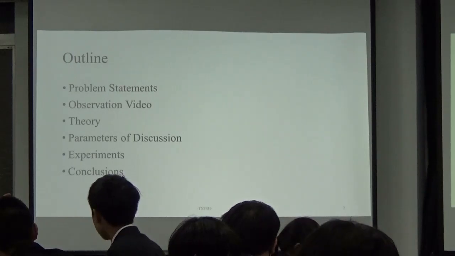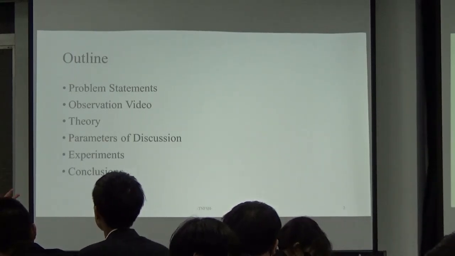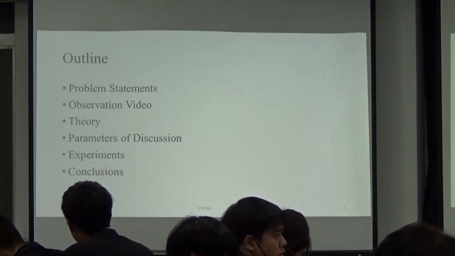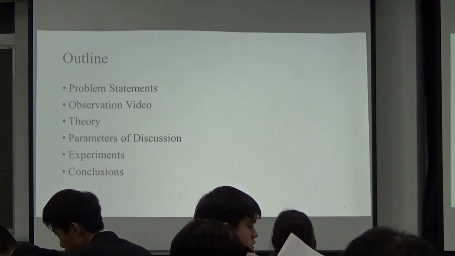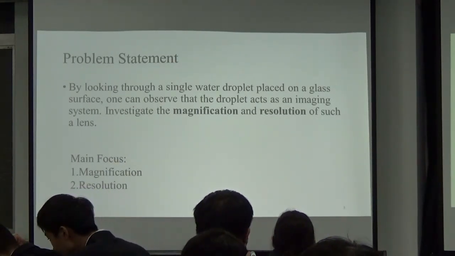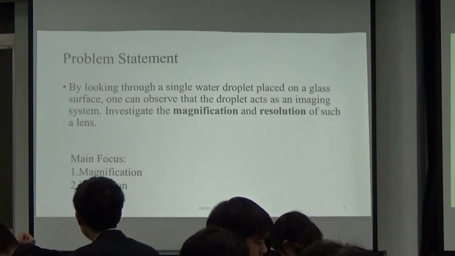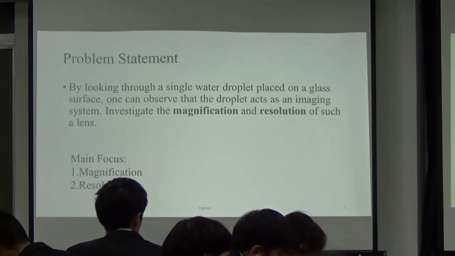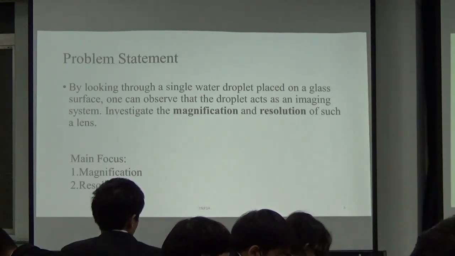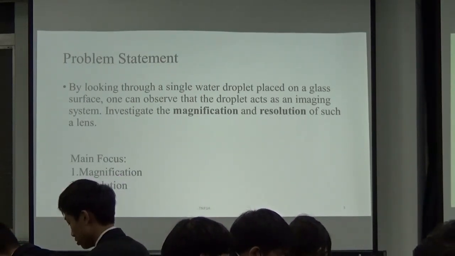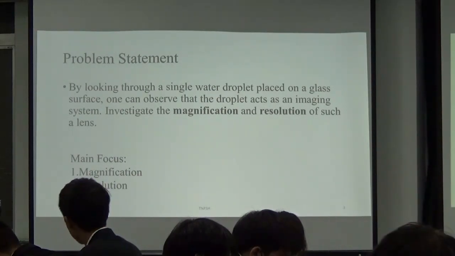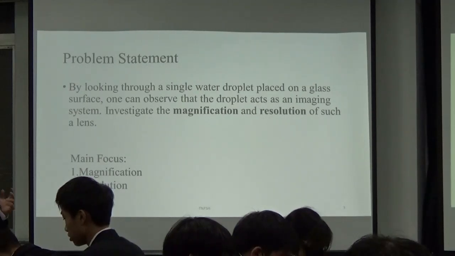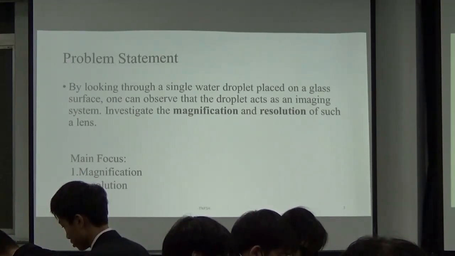First, we have the problem statement and we show an observation video. Then we have theory, and then chapters of the discussion, our experiments and calculations. First is the problem statement. By looking through a single water droplet placed on a flat surface, one can observe that the droplet acts as an imaging system. Investigate the magnification and resolution of the sample lens. So our main focus will be changing the parameters, then seeing how the magnification and the resolution change.